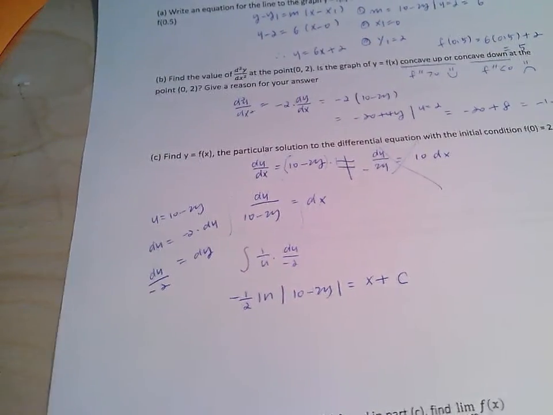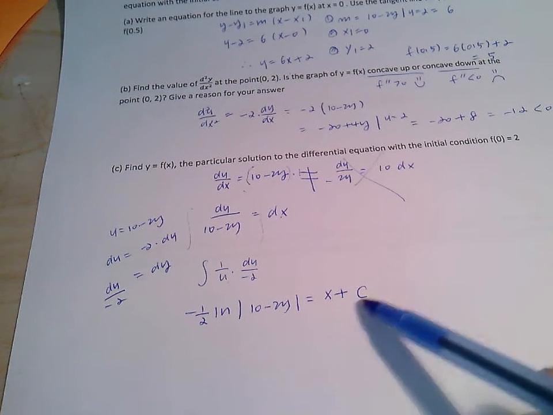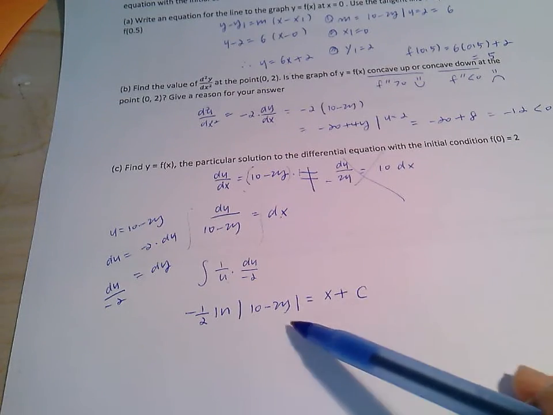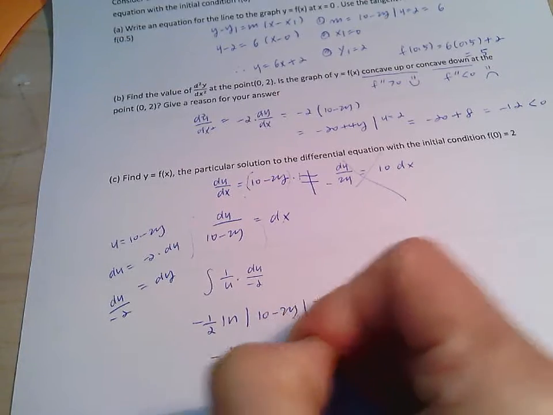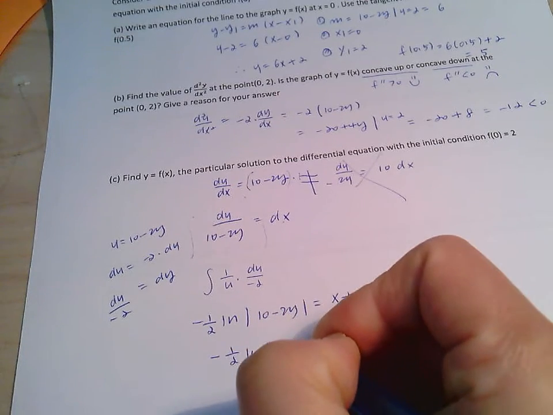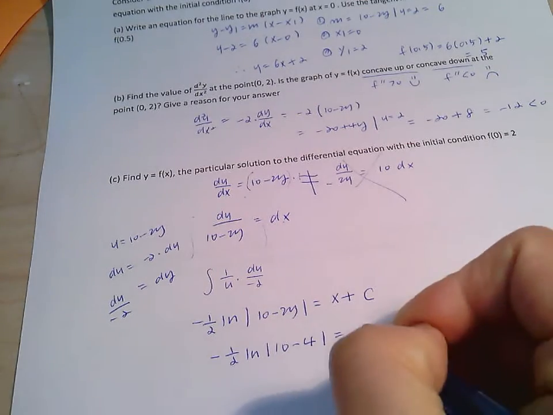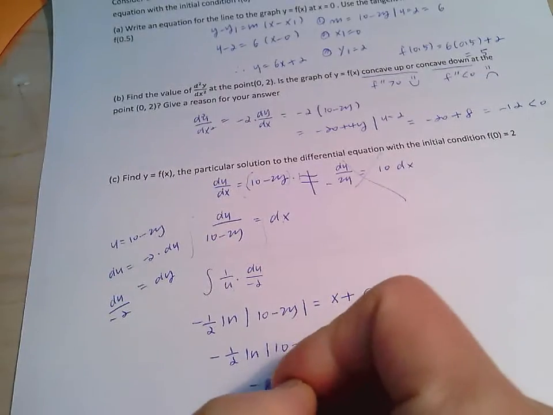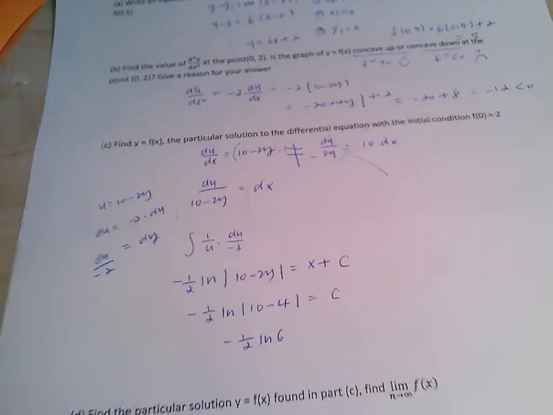Everybody's okay? All right. Now, since we got the particular solution, f of 0 equals 2, I'm going to find the initial condition. So I'm going to plug in 0 for x and 2 for y. So negative 1/2 ln of absolute value of 10 minus 4 equals 0 plus c, which is c. So which is negative 1/2 times ln of 6. So this is my c.